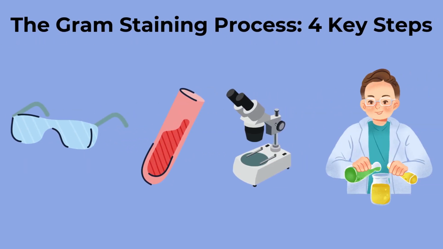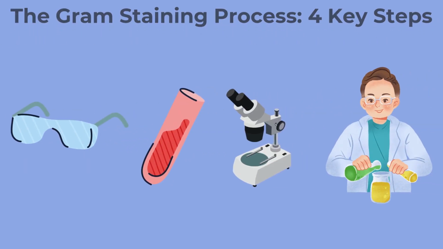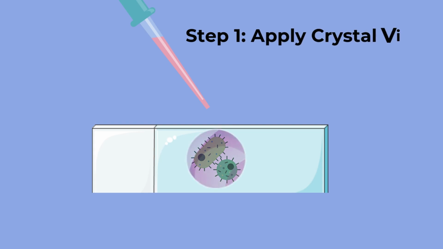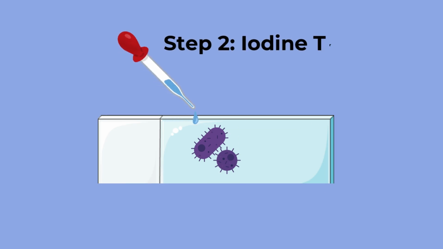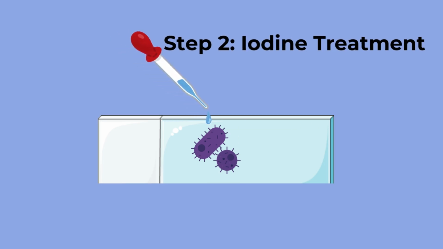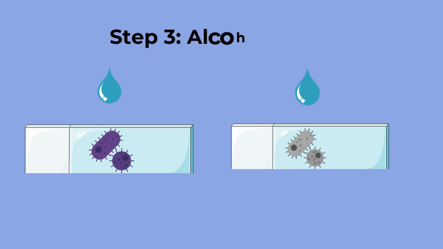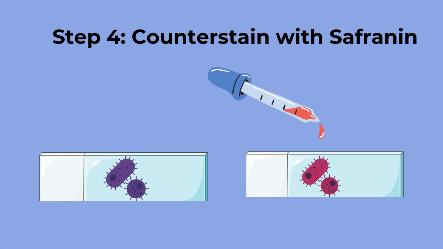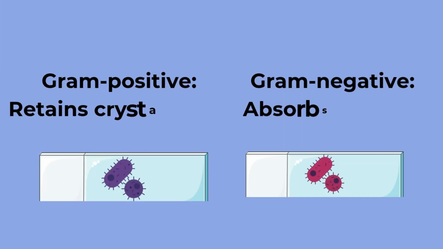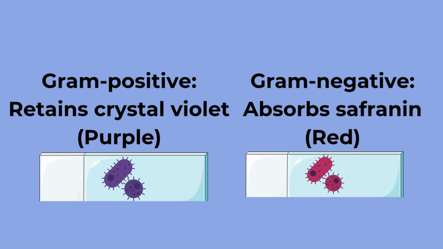Let's break down the gram staining process into 4 key steps. First, we apply crystal violet, which penetrates all bacterial cells. Next, iodine acts as a mordant, binding the stain firmly to the bacterial cell wall. Then, alcohol is added to decolorize. Gram-positive bacteria retain the violet color, while gram-negative lose it. Finally, safranin is added. Gram-negative bacteria absorb this red dye, while gram-positive remain purple.